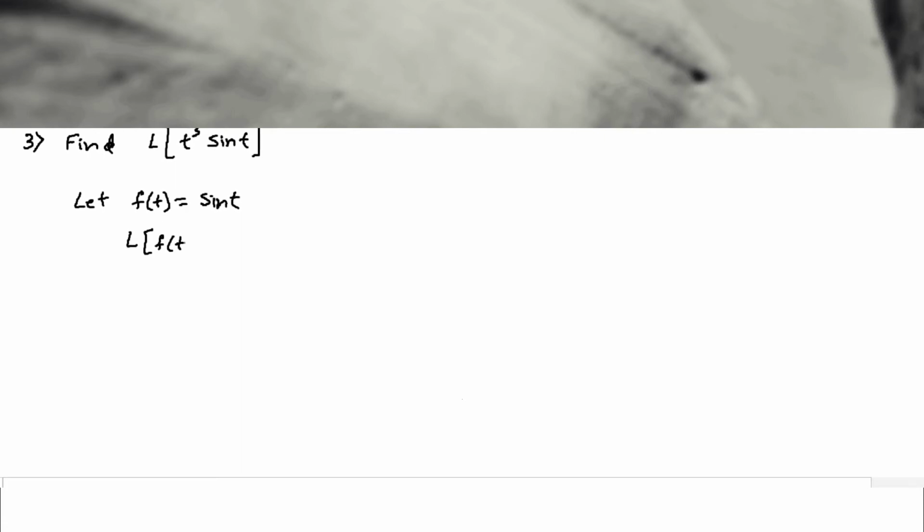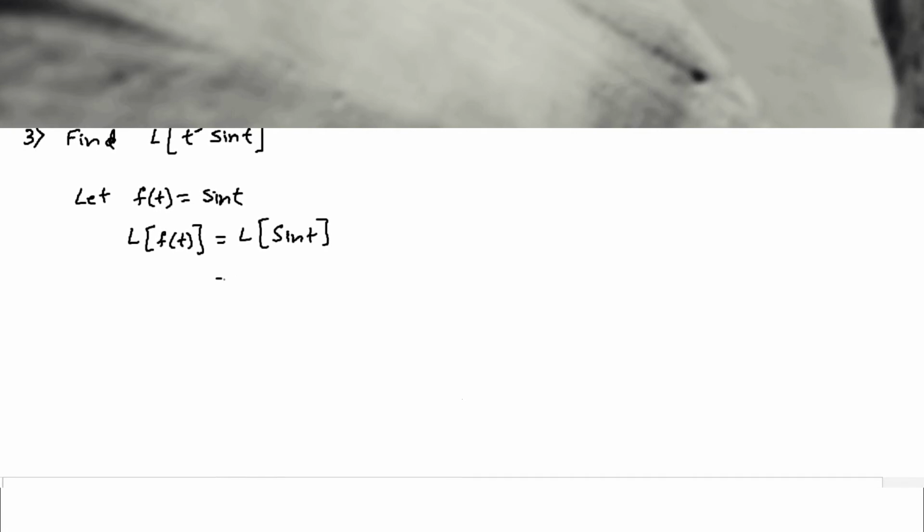Find Laplace transform of t cube into sine of t. So first we have to take the value of f of t. We will take the value of f of t to be equal to sine of t. Apply the Laplace transform on both the sides. So Laplace transform of f of t is Laplace transform of sine of t.